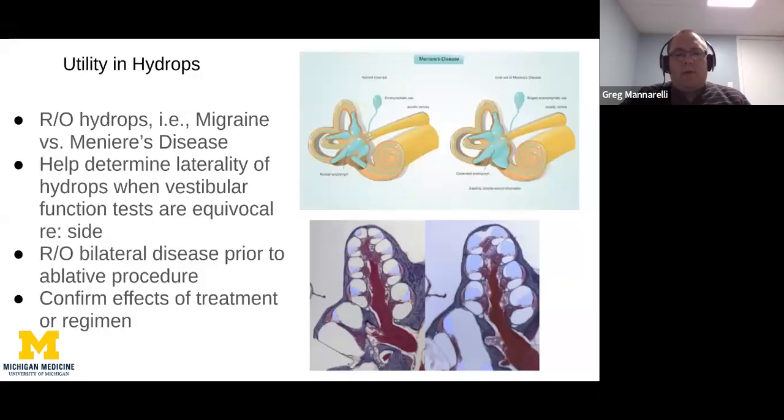It can help determine the laterality of hydrops when other vestibular function tests are equivocal, to determine if you're dealing with left or right disease. You can use it to rule out bilateral disease prior to performing an ablative procedure, if that ablative procedure might have long-term complications for the patient if it turns out their other ear has Meniere's disease as well. And you can also use it in research to confirm the effects of treatment regimens, or even to determine if your medical management is being effective in a Meniere's patient.